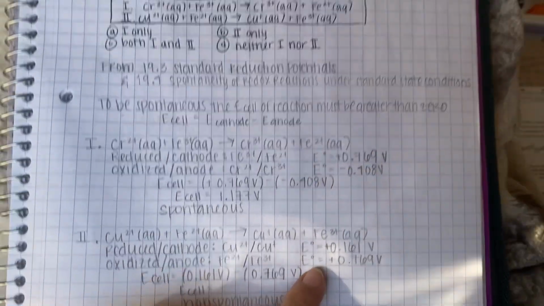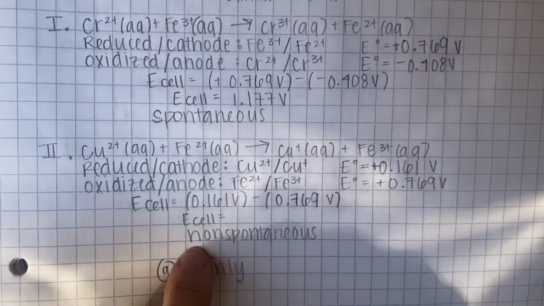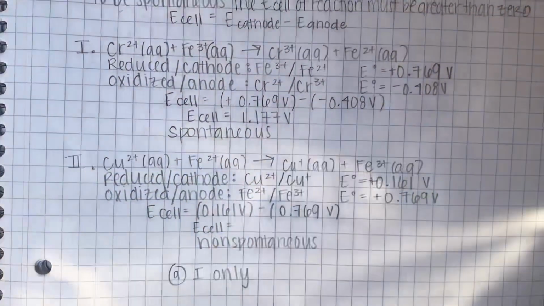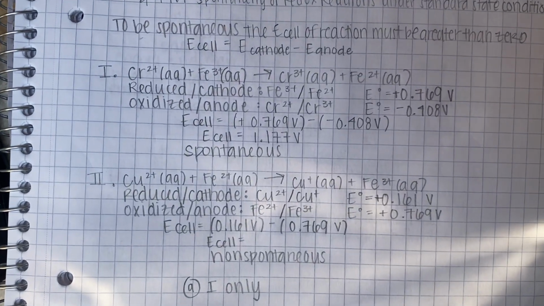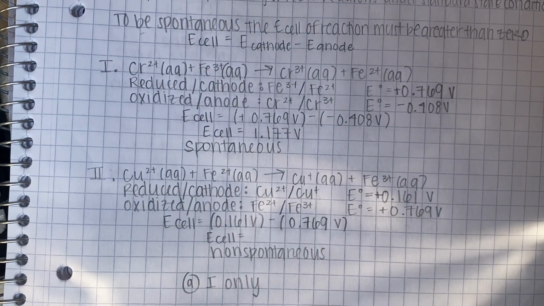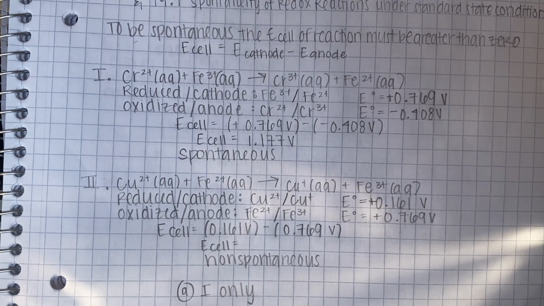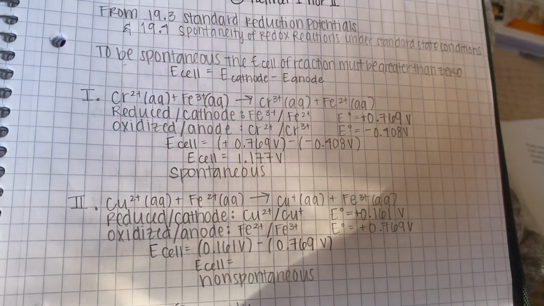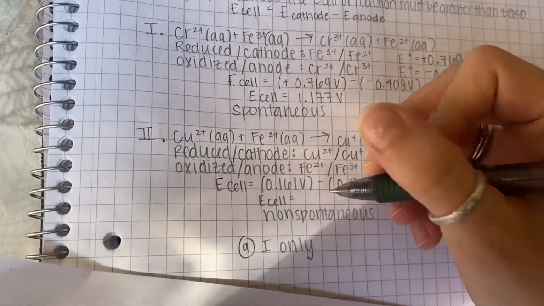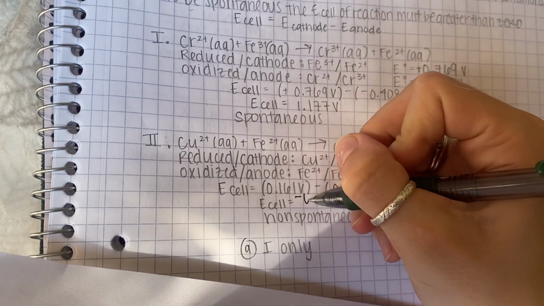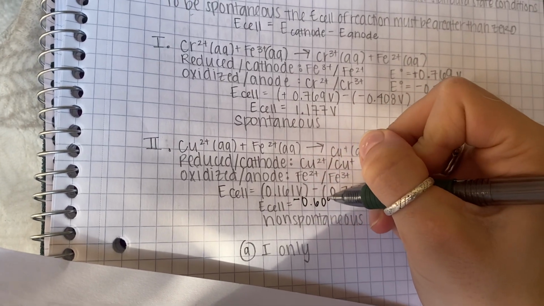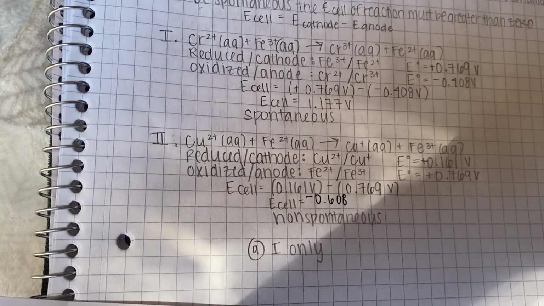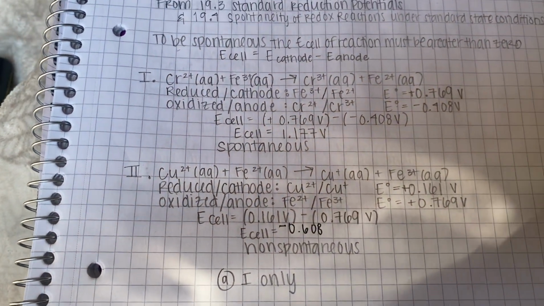And so plugging in the values from our chart up here, I did not finish the math on that. Hold on one second. So it'll be 0.161 minus 0.769, which is going to be negative 0.608, which would make it a non-spontaneous reaction because the E cell is going to be negative.